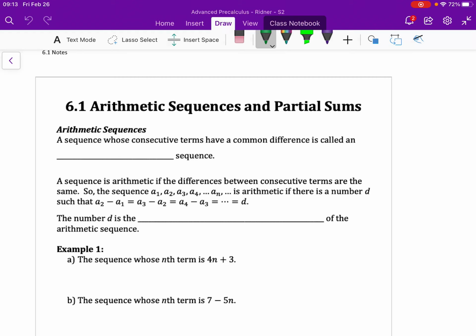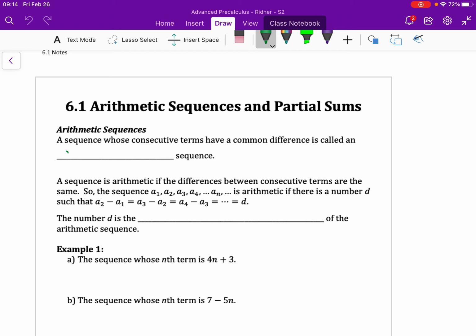All right, new week, new unit. So I think you're gonna like this unit, especially compared to, like, say, trig. I know that that's a difficult unit for you. So we're just gonna hit the ground running. We're gonna talk about arithmetic sequences and partial sums today.